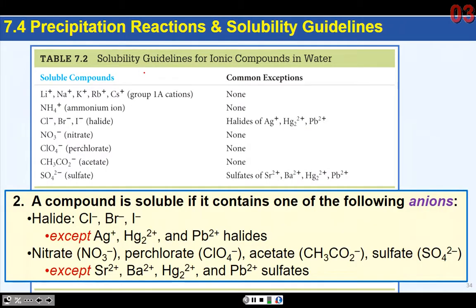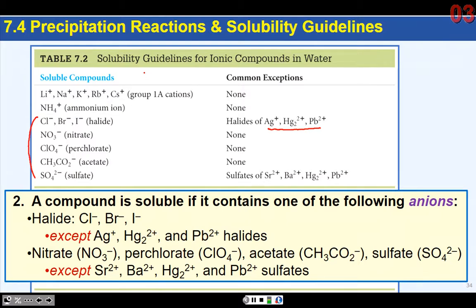The next group of compounds is anions. A compound is going to be soluble if it contains one of the following anions. The halides, as in halogens, of chloride, bromide, and iodide, except that they have some issues. When they're combined with silver, mercury, or lead ions, lead-2, mercury, that's the funny mercury one, don't panic, you won't run into it often, they will precipitate with chloride, bromide, and iodide.